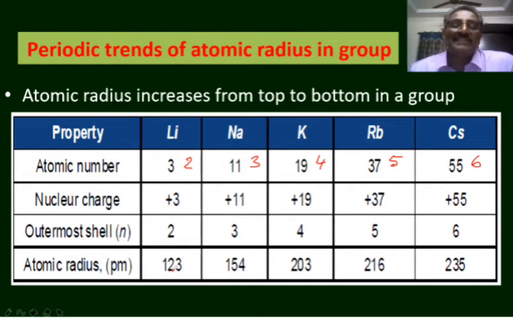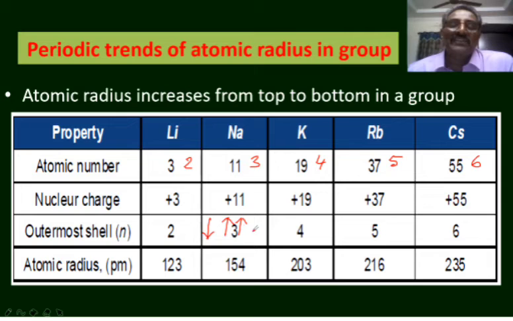Here, both the effects can be observed. What are the three effects? Effect of increasing nuclear charge: if the nuclear charge increases, the size of the atom decreases. If an extra shell is added, the size of the atom increases. As the shells increase, the shielding effect increases.